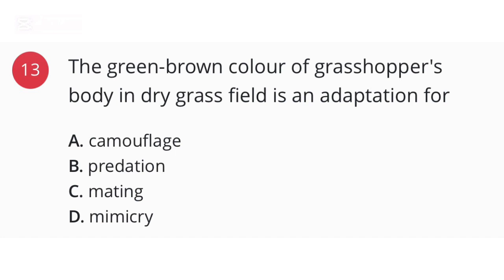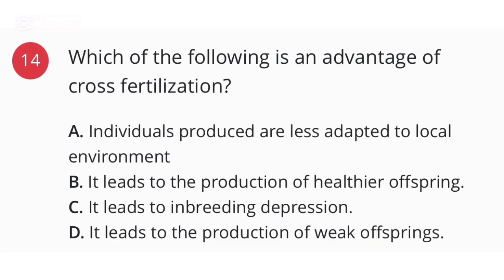The green-brown color of grasshopper's body in dry grass field is an adaptation for A. Camouflage, B. Predation, C. Mating, D. Mimicry. Predation is wrong, mating is wrong, mimicry is wrong. So the answer is camouflage. They want to blend with the color of their environment.